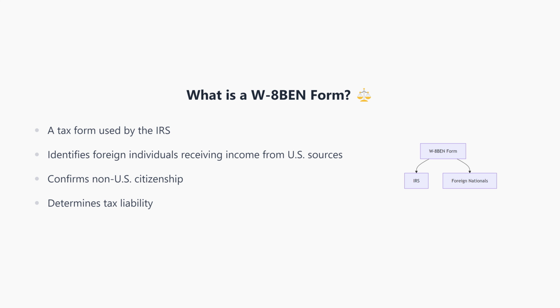Let's start with what a W-8BEN form is. It's a tax form that is used by the Internal Revenue Service, or IRS, to identify foreign individuals who are receiving income from U.S. sources. It confirms that the account holder is not a U.S. citizen or a resident alien and helps determine their tax liability. The form is associated with income, but even accounts without immediate income can require this form.